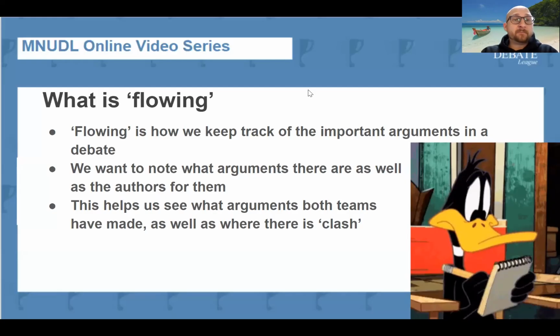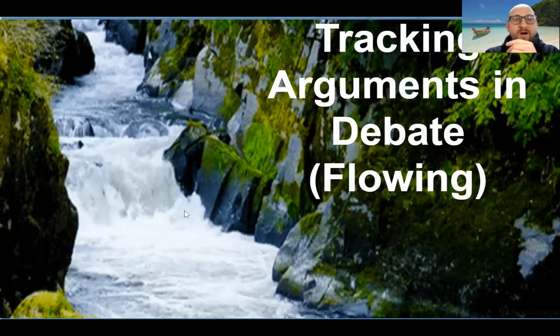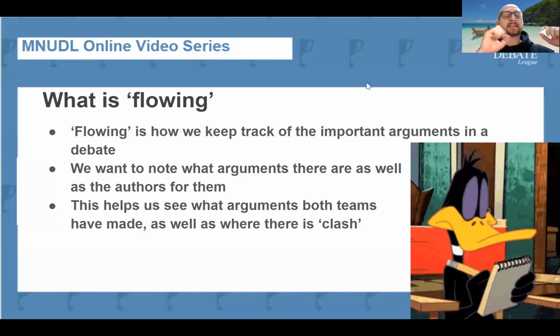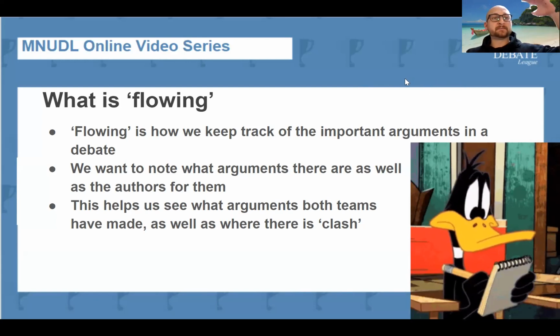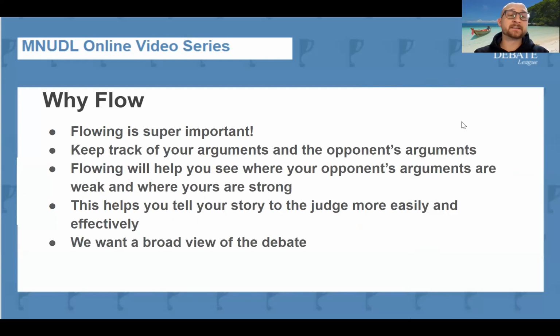So first of all, we should talk about what is flowing. We're not actually talking about water flowing or anything like that. Flowing is just a special term in debate that means taking notes. It is how we keep track of the important arguments in the debate. During the debate, we want to be able to say what the important arguments are, what the evidence that supports them is, and who the authors for that evidence are. So that when we're debating, we can say, in their last speech, my opponent said this, this, and this, and here are my responses. So we can line up the arguments really well and make sure it makes sense.